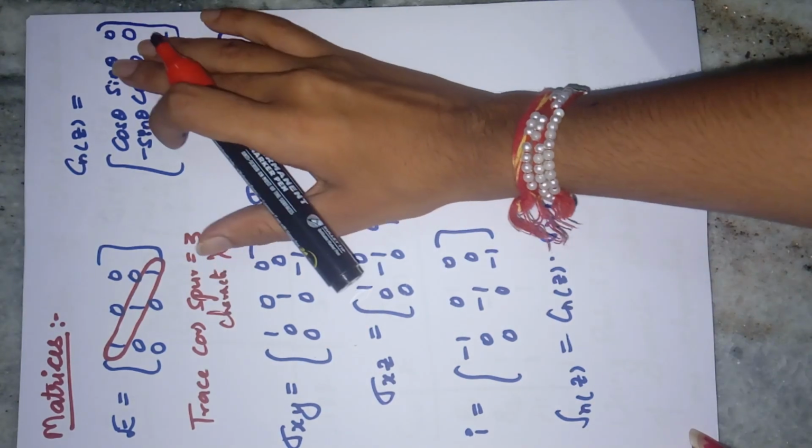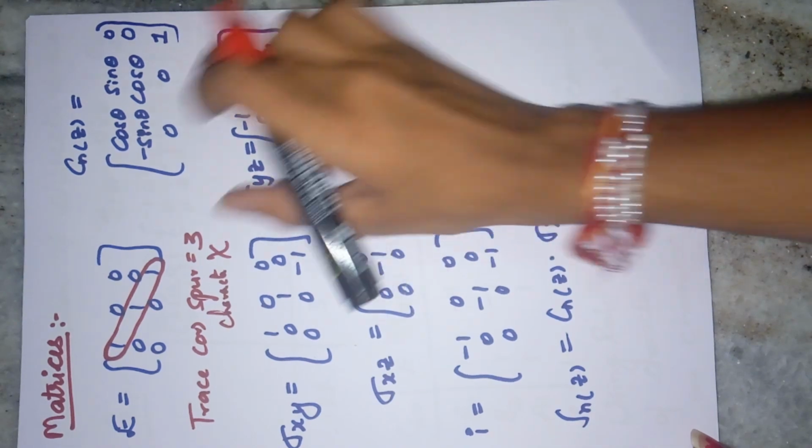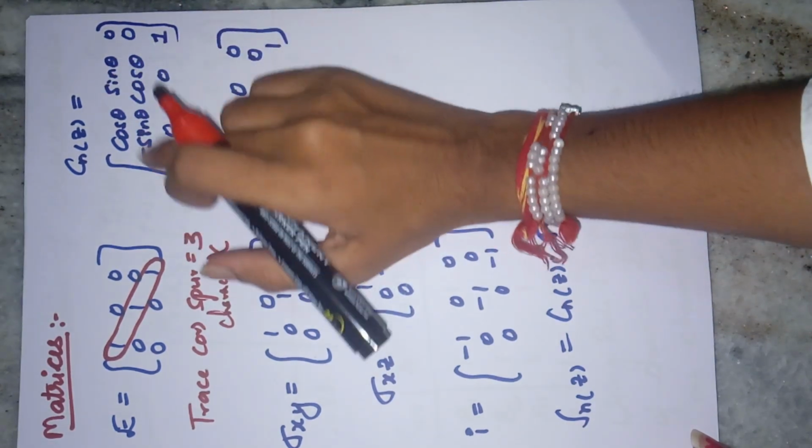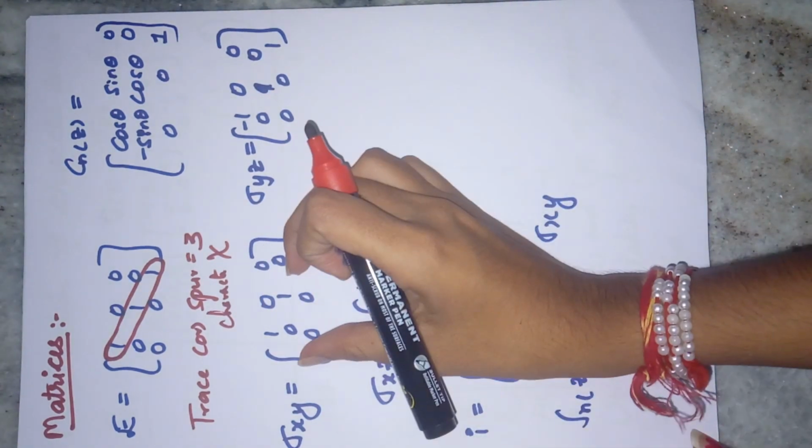It is very easy if you remember these matrices for the construction of the character table. Okay, so remember this way: cos theta, 1, sin theta, minus sin theta, all other things are 0. Okay, and then sigma xy.